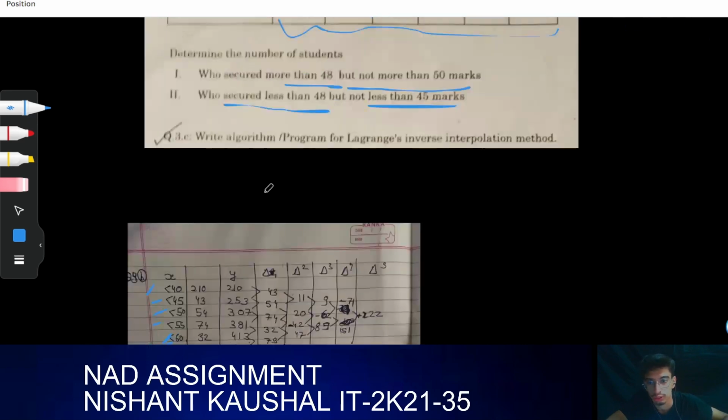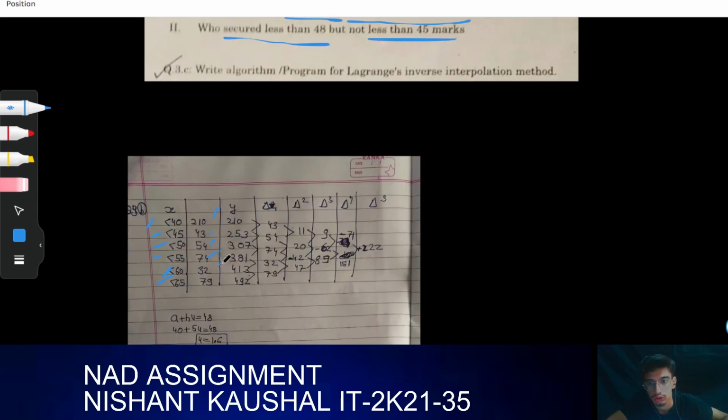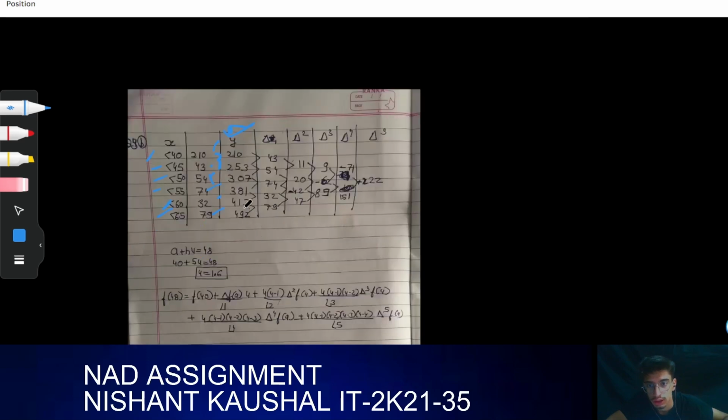So the frequencies are 210, 43, 54, 74, 32, 79. So this is our first cumulative frequency, which is 210. Now for less than 45, it would be 210 plus 43, that is 253. For under 50, it would be 253 plus 54, this will be 307. And similarly, this all will be 381, 413, 492.